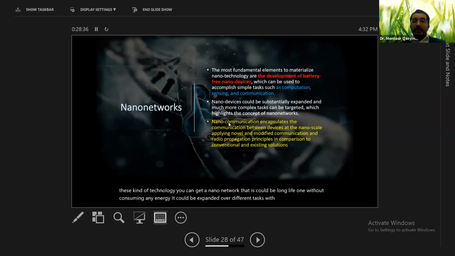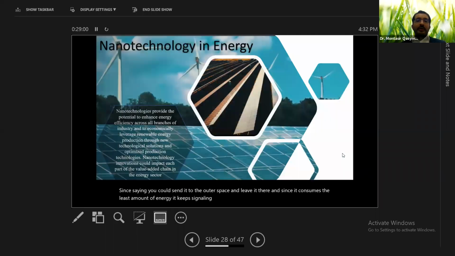It could be biomedical applications, or nano communication, for example. You can communicate between devices while having different kinds of radio frequency spectrum in between, different kinds of information. And it could also be for sensing. You could send it to outer space and leave it there, and since it consumes the least amount of energy, it keeps signaling you for a much longer time without maintenance.